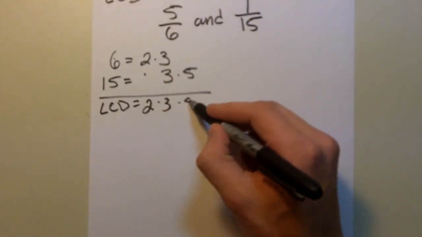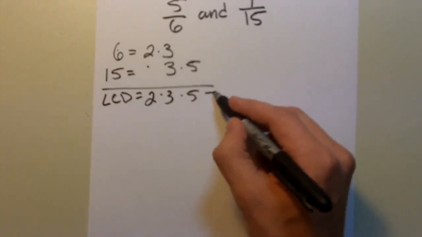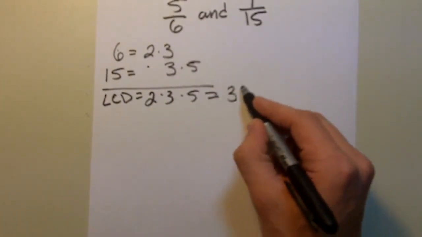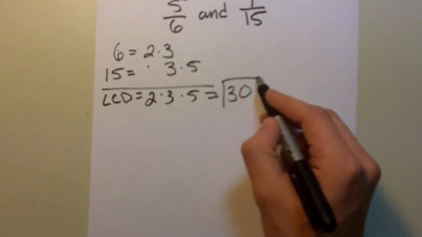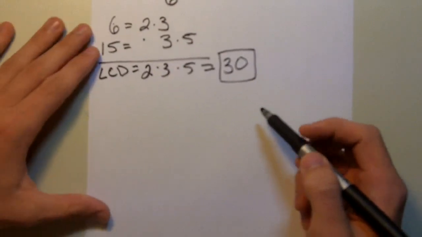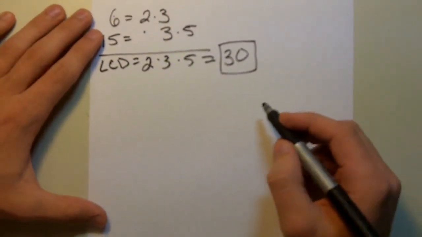Then we're going to multiply that by 5. So we have 2 times 3 is 6, times 5 is 30. And now 30 is our LCD of these two fractions. So let's take another one.